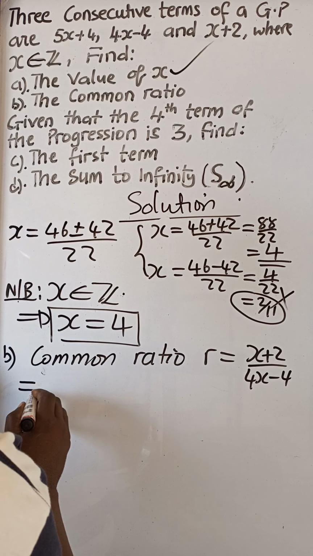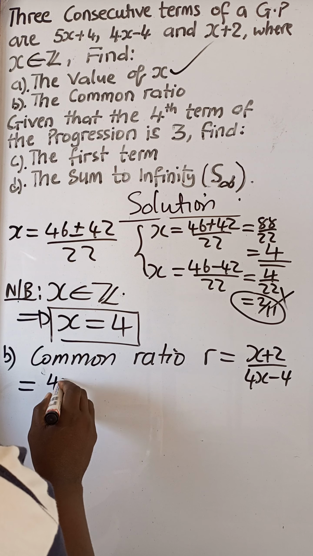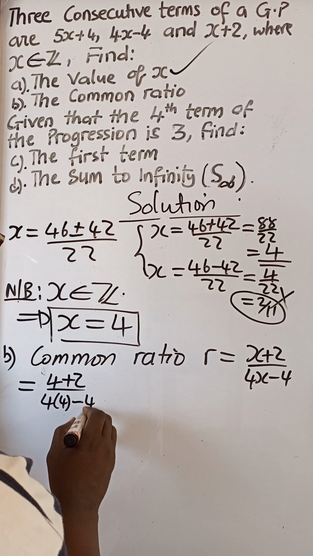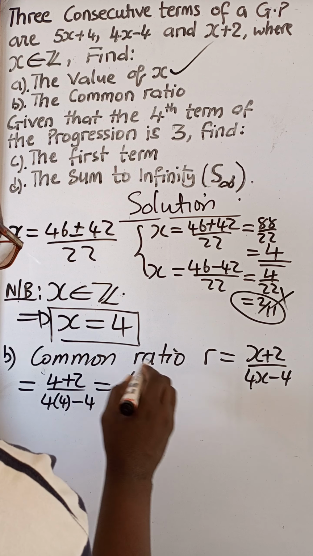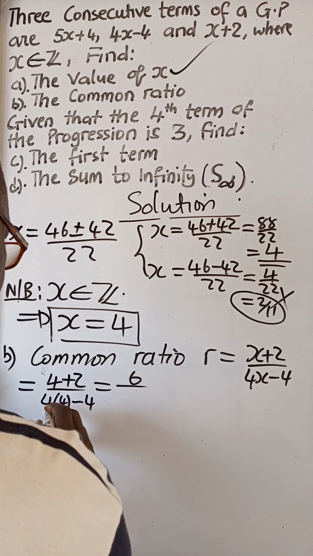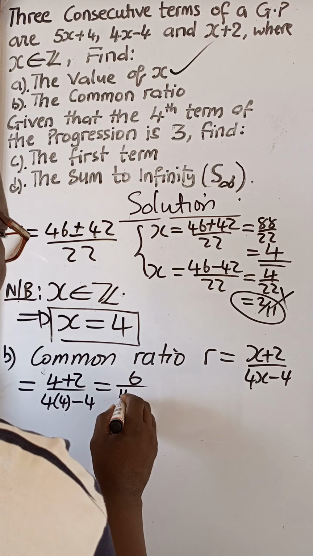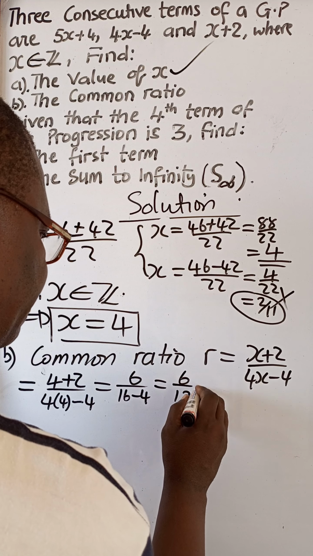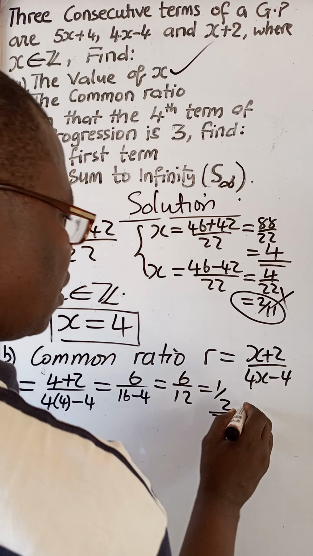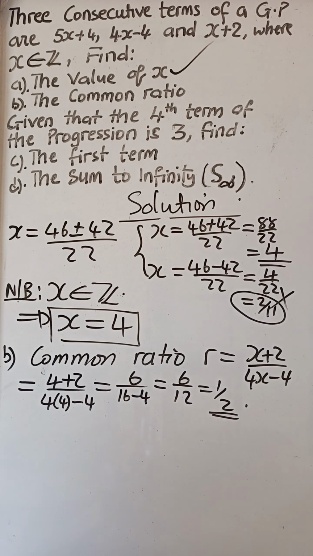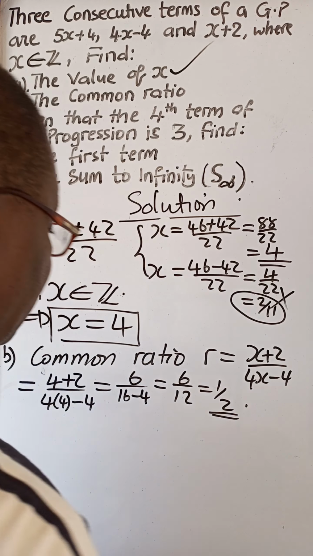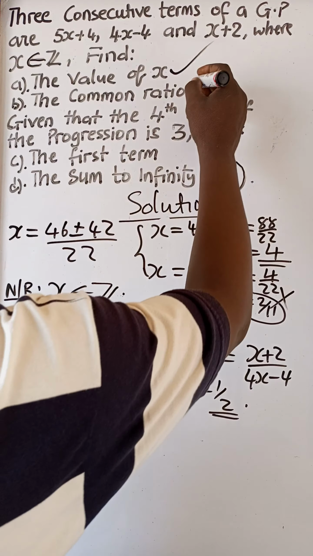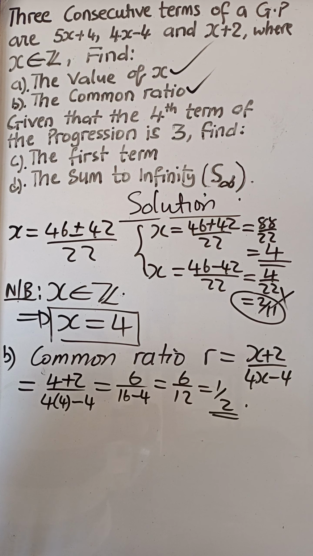We know the value of x is 4. And here we have 4 into 4 minus 4. That gives us 6 all over 4 multiplied by 4 is 16, minus 4. So we have 6 all over 12, which is a half. So our common ratio is a half. That is it. We got the solution for B.